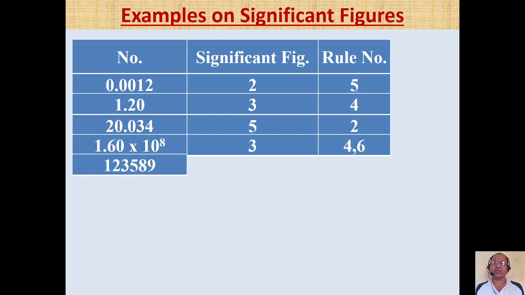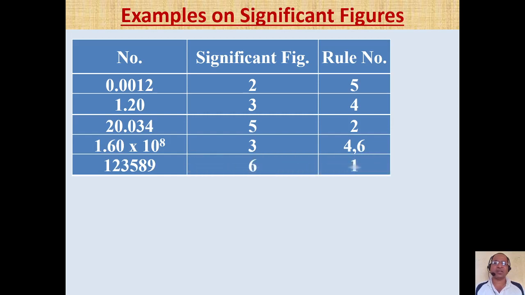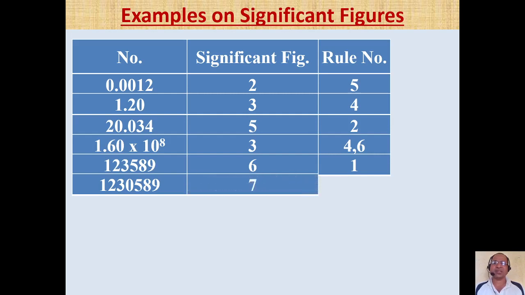The number 1, 2, 3, 5, 8, 9. So again no zero is here. All the digits are non-zero digits. So all non-zero digits are significant. So this number has 6 significant figures and we have applied rule number 1 here. The number 1, 2, 3, 0, 5, 8, 9. So only 1 zero which is here in between 2 non-zero digits 3 and 5. So this 0 is significant. So this number has 7 significant figures and we have applied rule number 2 here.